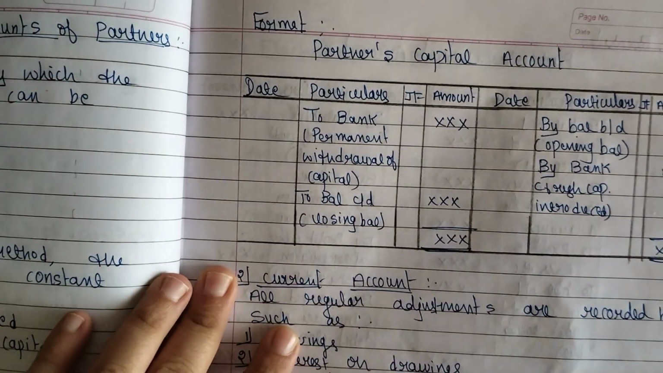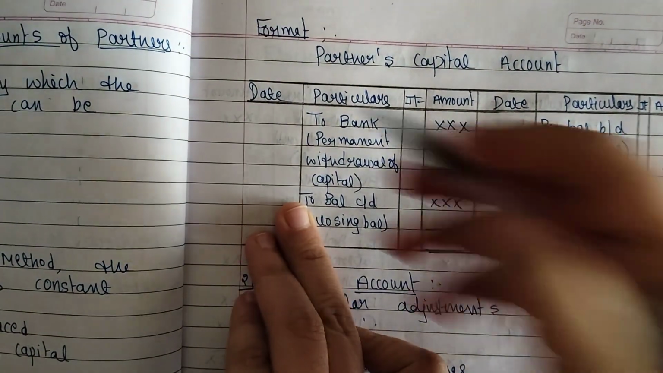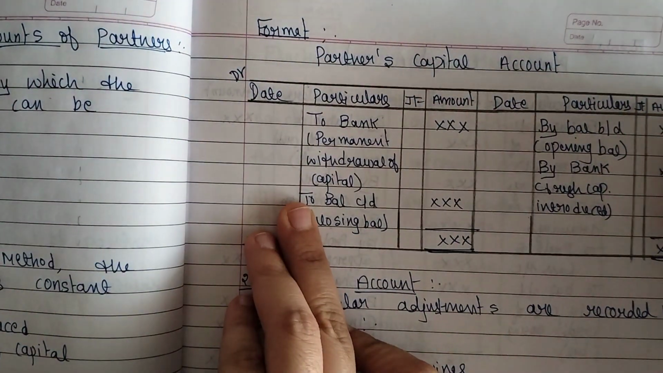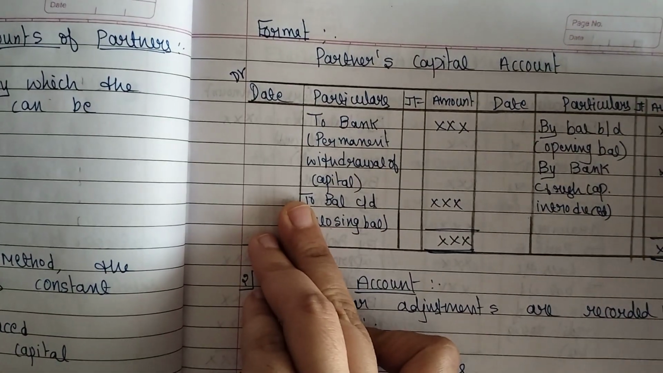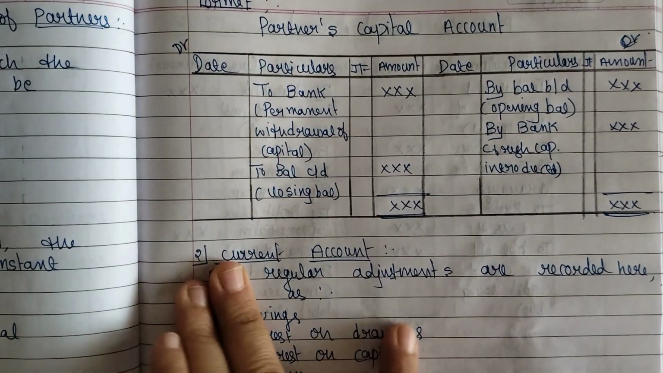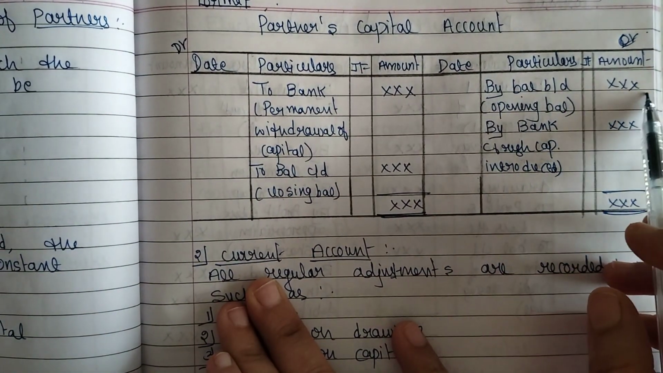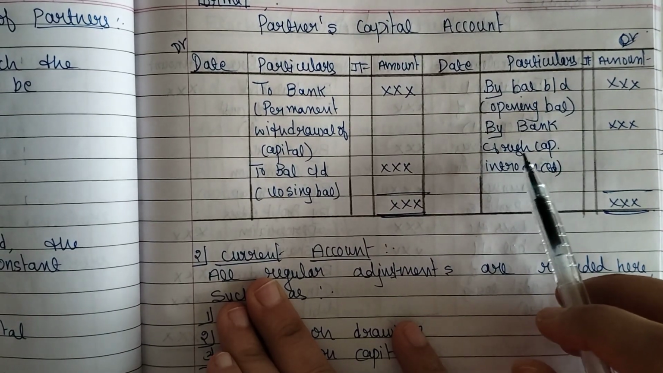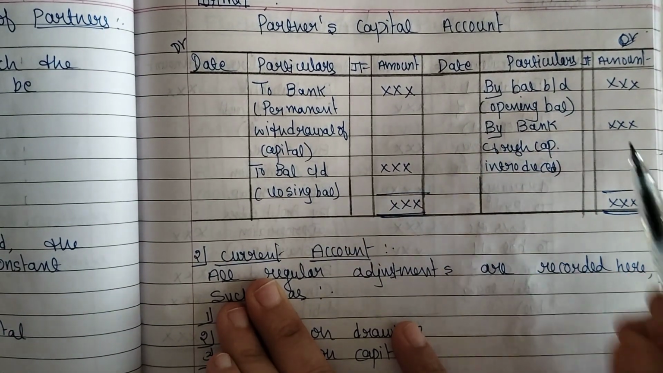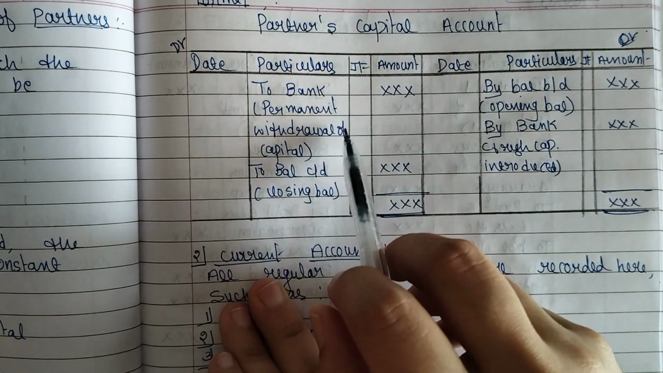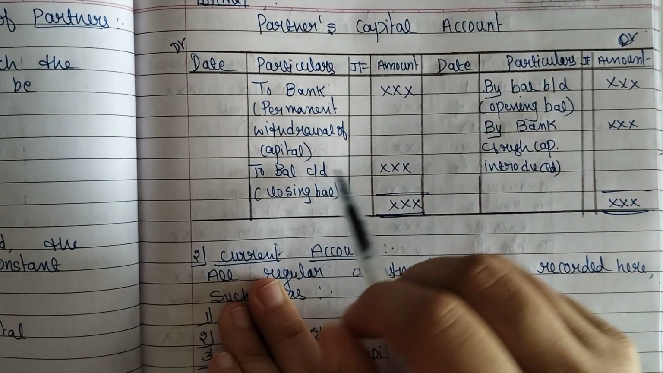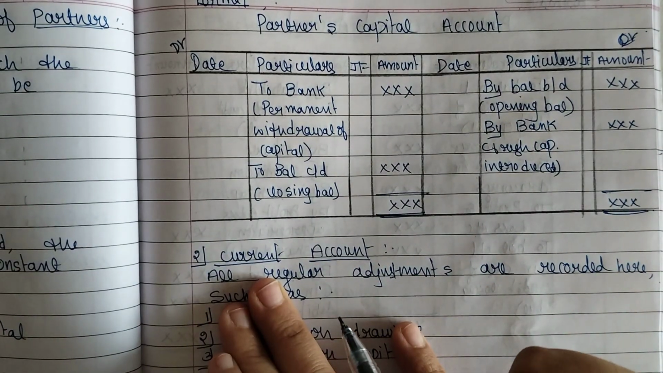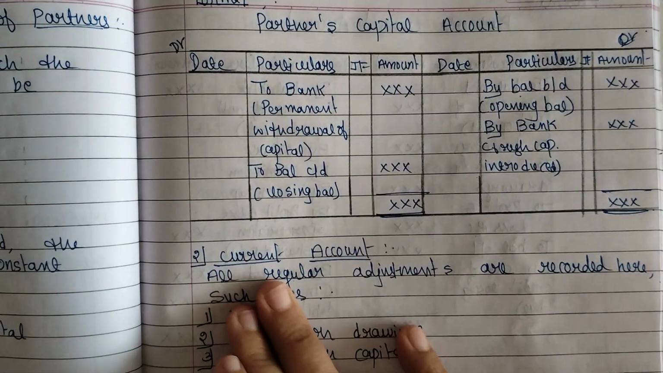So let's see the format of partners' capital account. Write down each side of the account, that is debit and credit. Clear? See here. By balance brought down, opening balance, and by bank, any fresh capital or additional capital introduced, and to bank, permanent withdrawal of capital, and to balance carried down, closing balance. Clear? This is the partner's capital account.